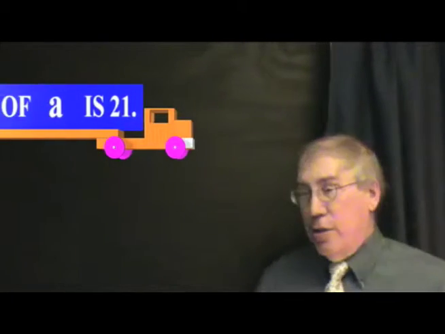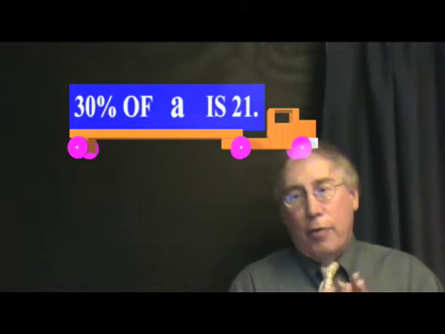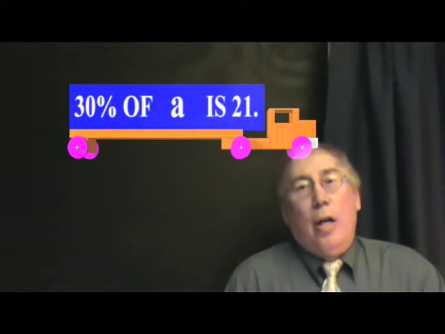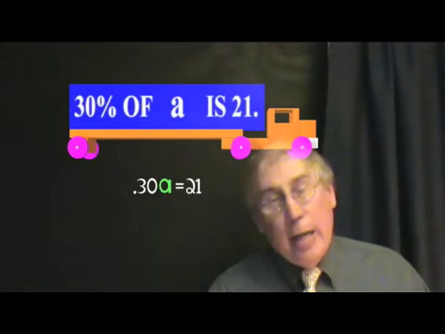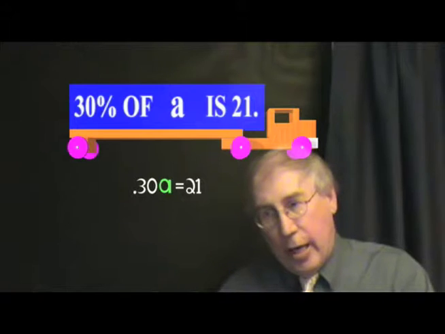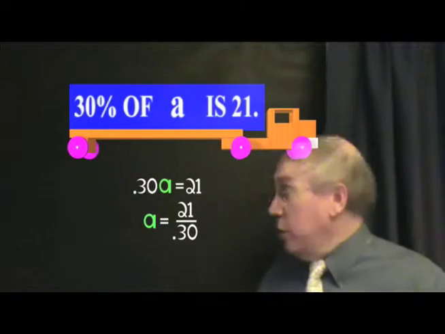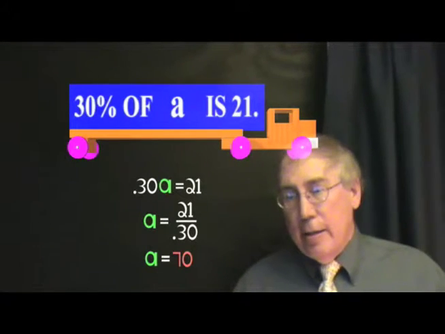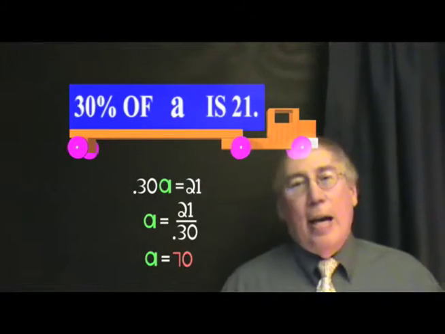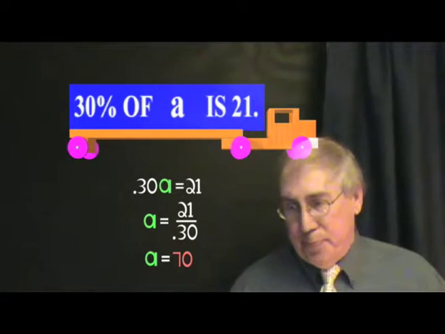Okay, here's a truck bringing in our next problem here. 30% of A is 21. Well, 30% can be changed to a decimal, the form of 0.30, and then of is times A, and is equal 21. Divide through by 0.30, and we'll end up with our number being 70. A equals 70.